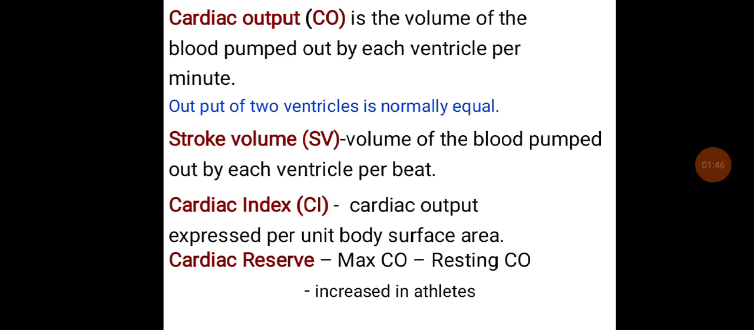Normally it is around 3.2. Cardiac reserve is the difference between maximum cardiac output and resting cardiac output. The difference is usually very high in trained athletes, and it is very much less in patients with reduced cardiac reserve.